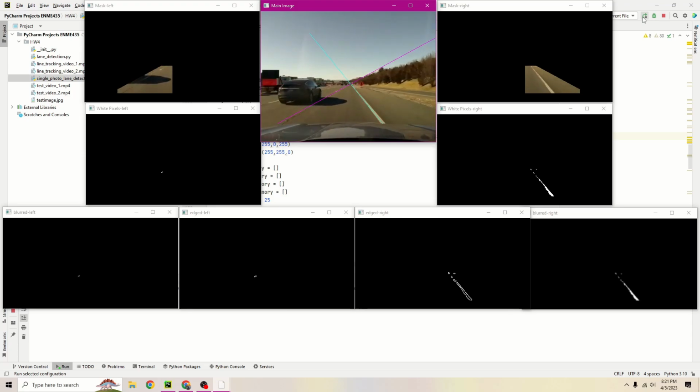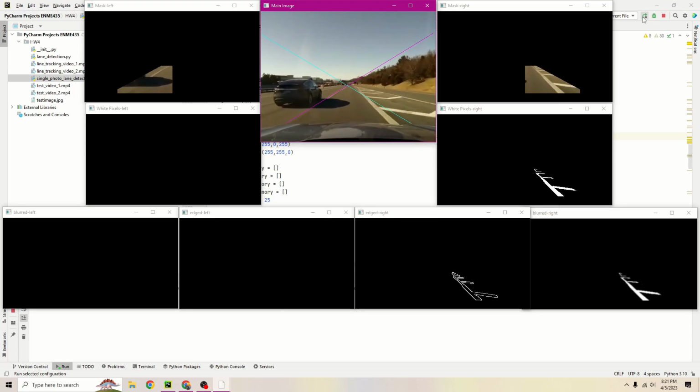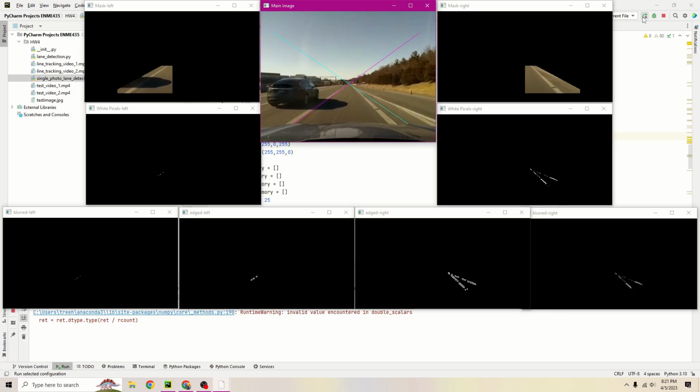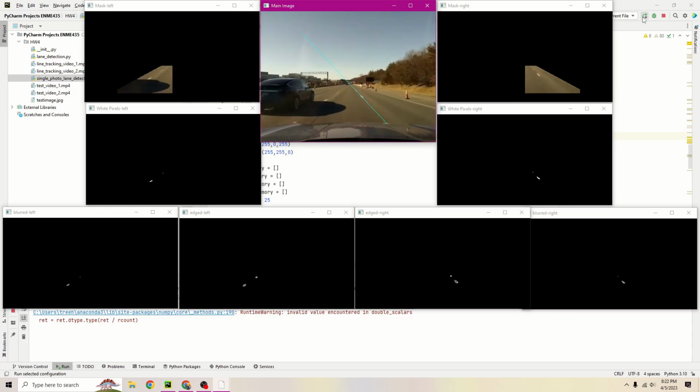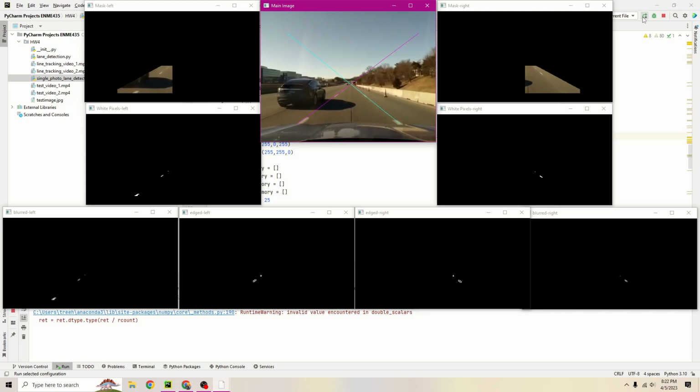From doing this, I found that there was a significant overlap in the HSV values of the lane lines in the first video with the HSV values of the road in the second video. This meant that it was not possible to establish a single static threshold that would work for both videos.